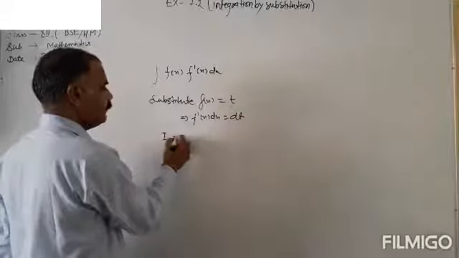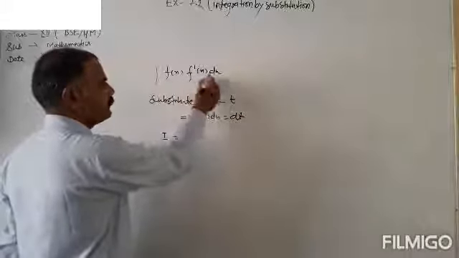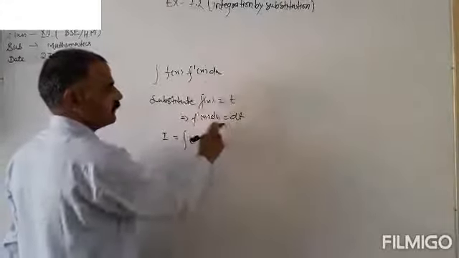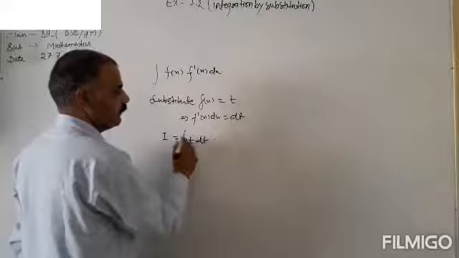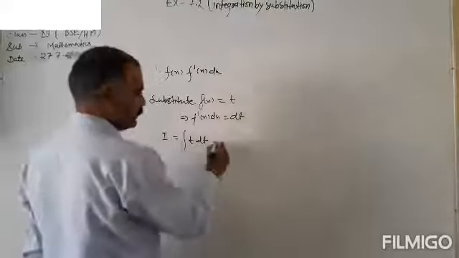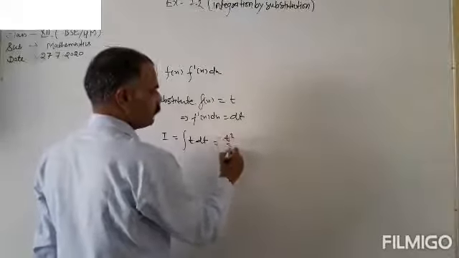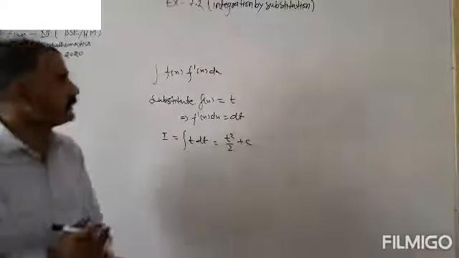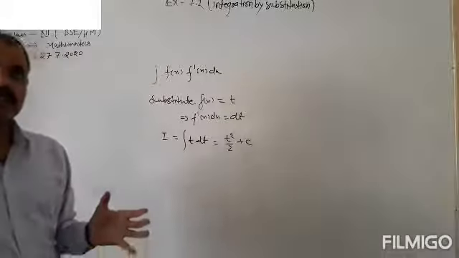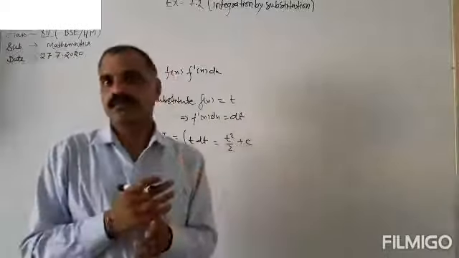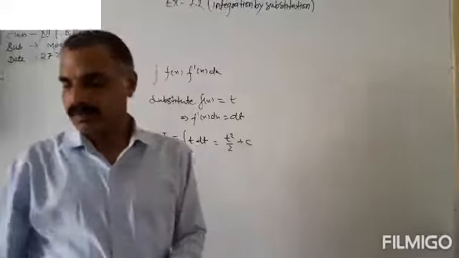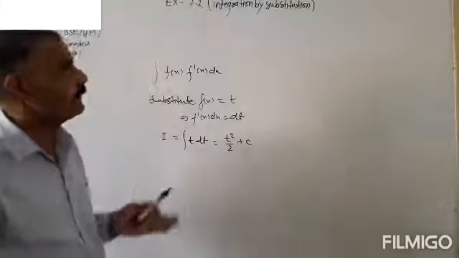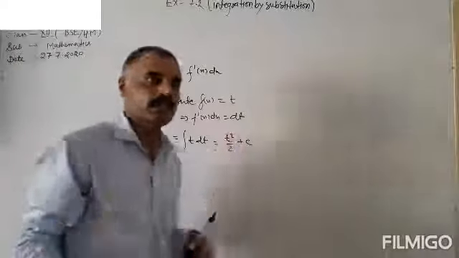So the integration will become f(x) equals t, f'(x) dx equals dt. So the integration will become the integral of t dt, and this is equal to t square by 2 plus c, the constant of integration. So this is the process of integration by the substitution method. Let us take one example, by which we can make the concept more clear to you.